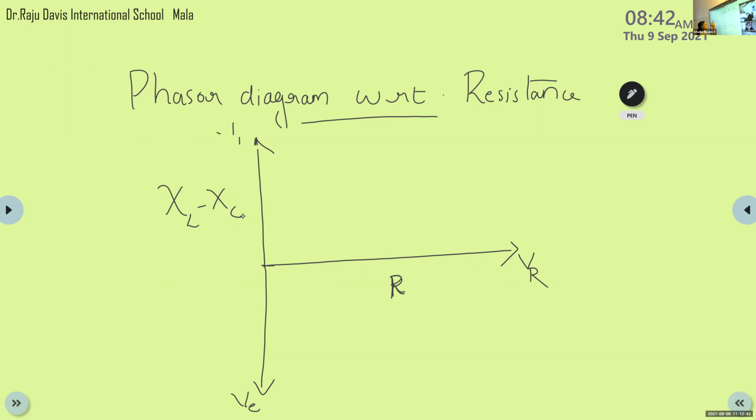And what about the resultant? If XL minus XC and R represent the two adjacent sides, then the resultant is represented in this direction. The resultant resistance or the total resistance is represented by Z. Z is equal to root of XL minus XC the whole square plus R square.